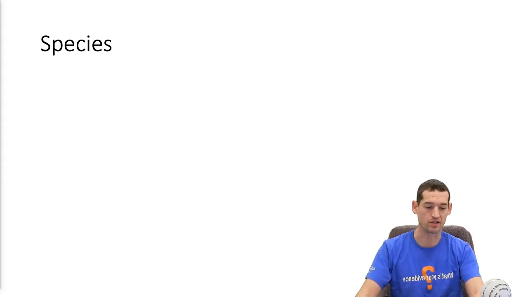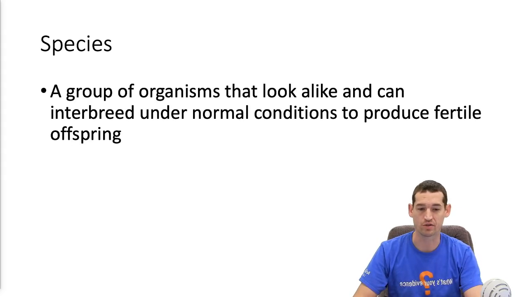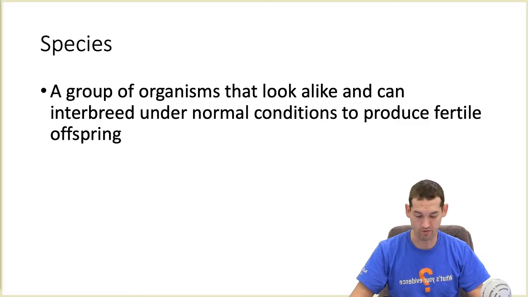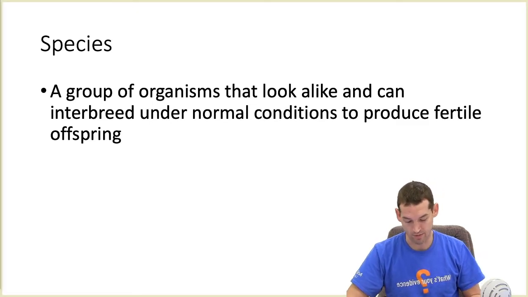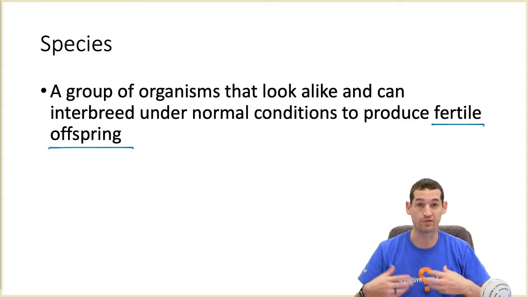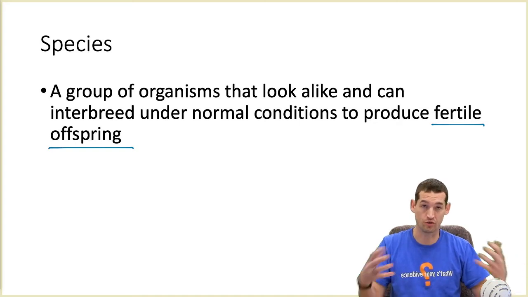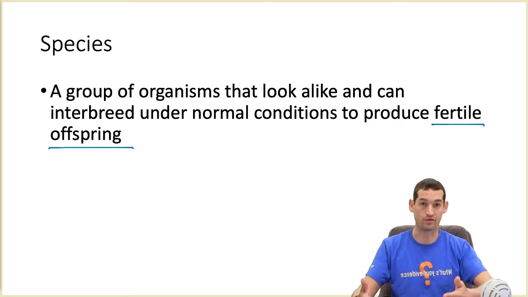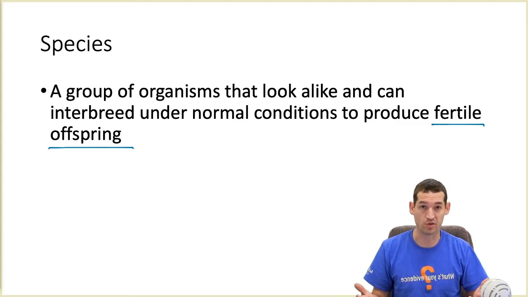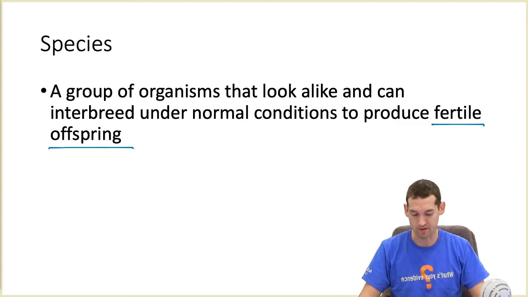What is a species? So here's the definition that we're going to use. A group of organisms that look alike and can interbreed under normal conditions to produce fertile offspring. Now right away, I'm gonna underline some things here that I would suggest you underline. They have to be fertile offspring, meaning the offspring have to be able to also interbreed and have offspring. If you get offspring but they can't breed, that's not a species, that's not some new species.